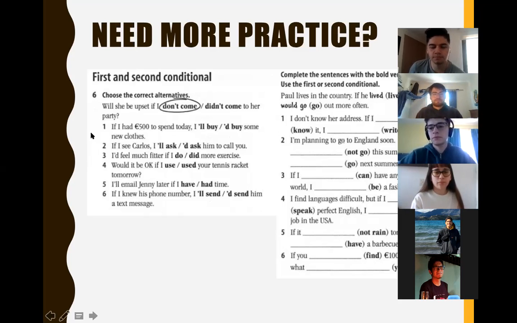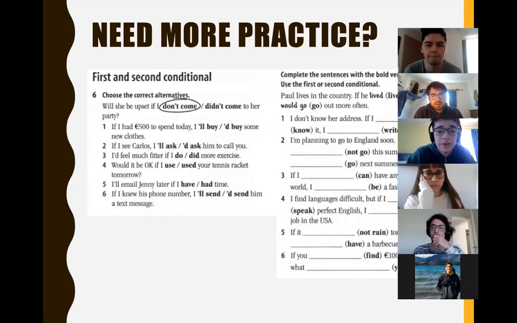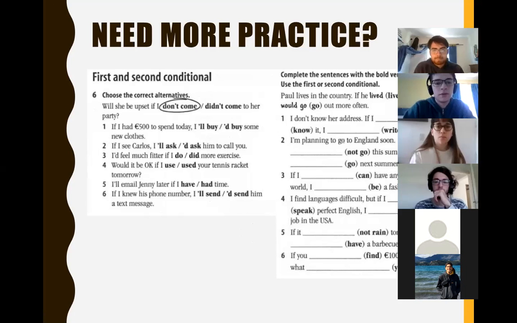What about number 1? Martin, you start. If I had 500 euros to spend today, I'd buy some new clothes, because had is in past. Very good. So it is the second, right? I'd buy some new clothes. Very good, Martin.